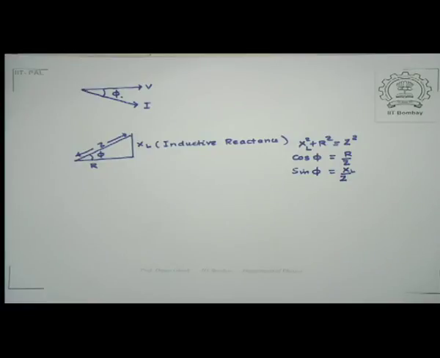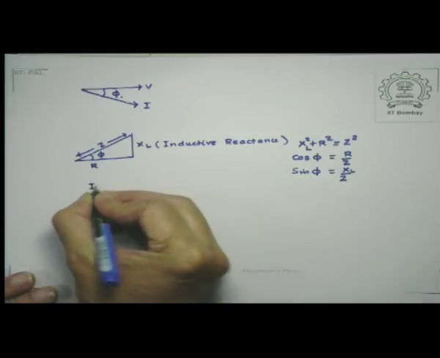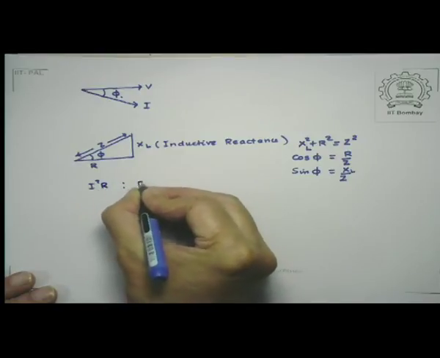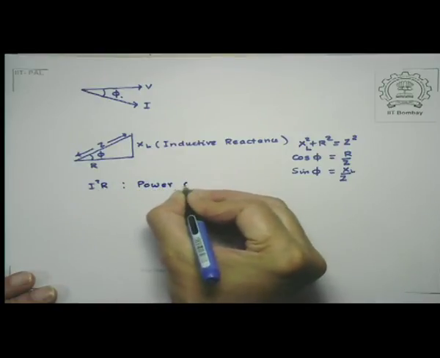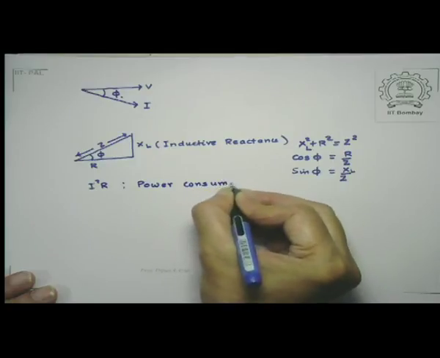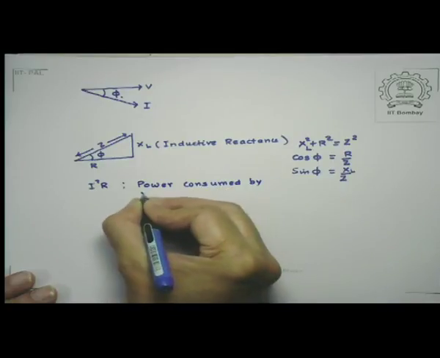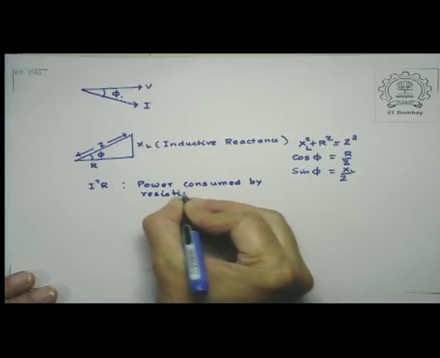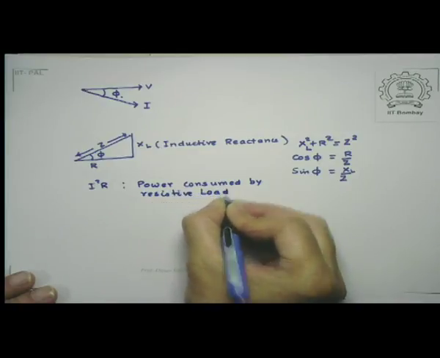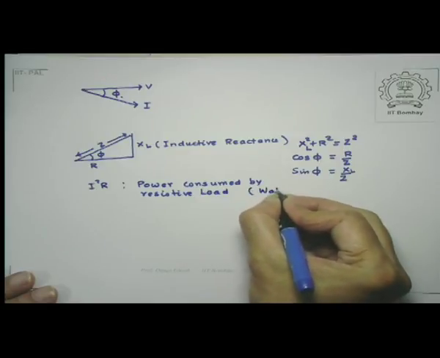Now what we'll do now is to convert this into a power triangle, and this is simply done by observing that if I multiply all sides of this triangle by I square, then I square R represents the true power. So I square R is the power consumed by the resistive load. And this is measured in watts. This is called true power.